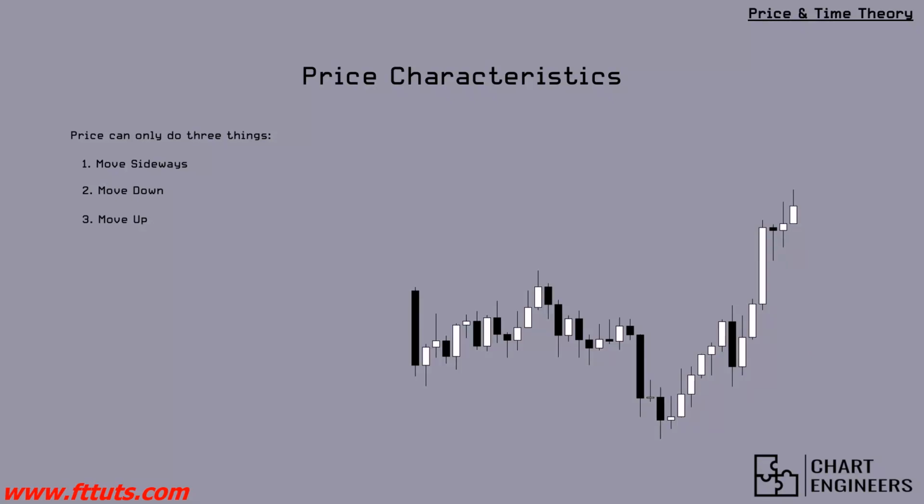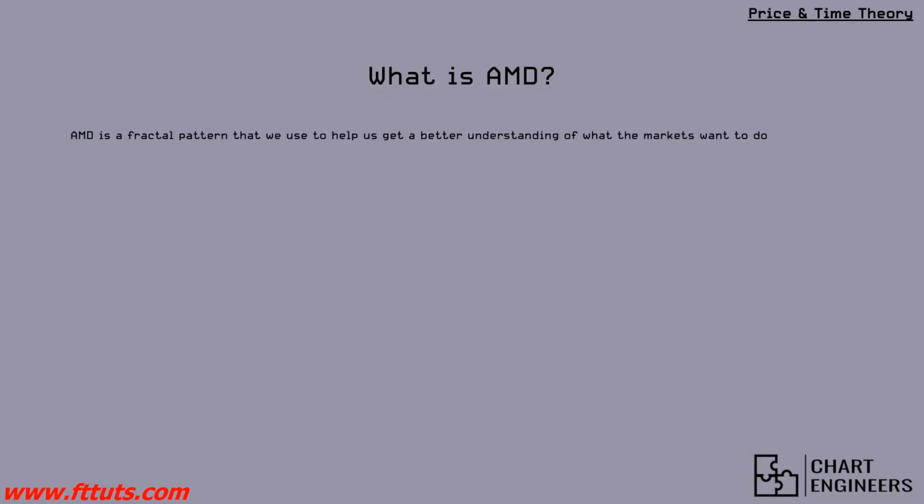So now that we know price characteristics, we can now move on to accumulation, manipulation, and distribution, which is also known as the AMD fractal. So what is AMD? AMD is a fractal pattern that we use to help us get a better understanding of what the markets wants to do. And when we say AMD is a fractal pattern, it means that it works on all time frames, from the monthly time frame all the way down to the M1 time frame.